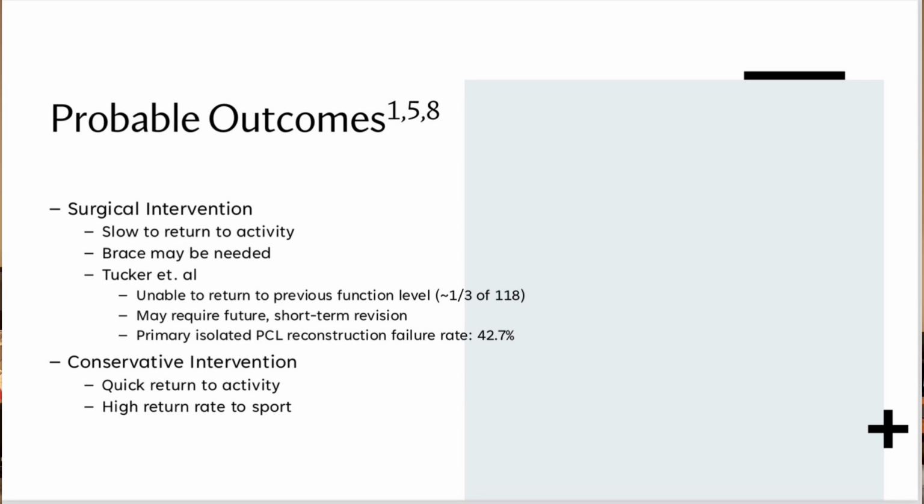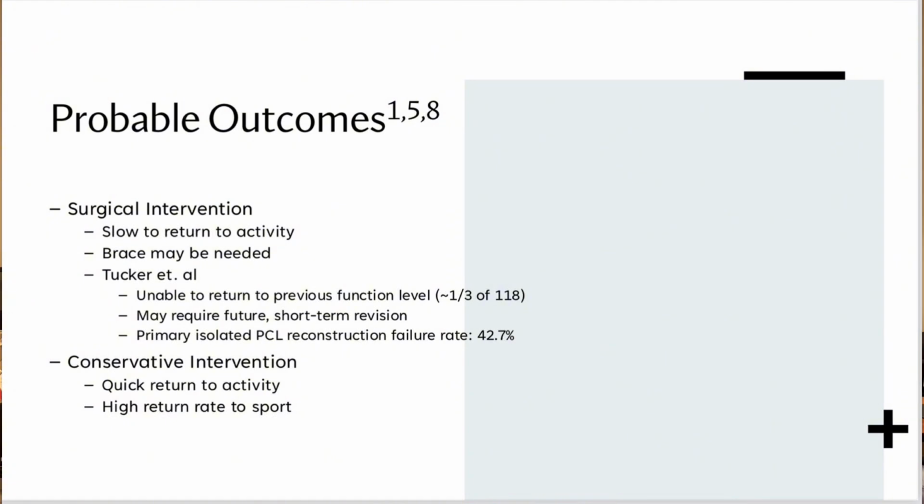On military men who had PCL pathology, including minor and moderate sprains, and they found that afterwards, they had surgery, and found that afterwards many were unable to return to previous function level, and some even required revision after a short-term checkup. So surgical intervention may not always be the best intervention to provide a PCL sprain.